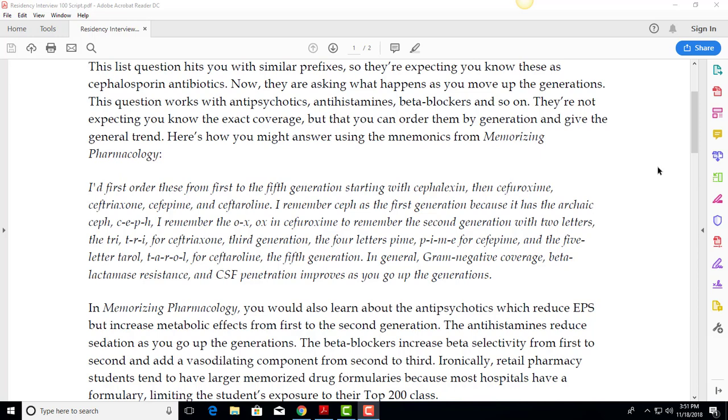In general, gram-negative coverage, beta-lactamase resistance, and CSF penetration improve as you go up the generations. In Memorizing Pharmacology, you would also learn about the antipsychotics, which reduce EPS but increase metabolic effects from the first to the second generation. The antihistamines reduce sedation as you go up the generations. The beta blockers increase beta selectivity from first to second and add a vasodilating component from second to third.